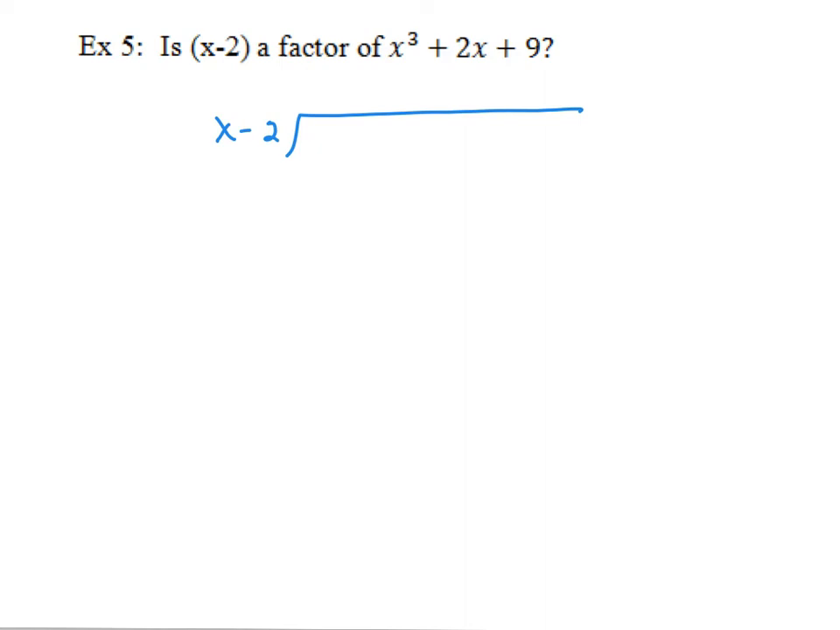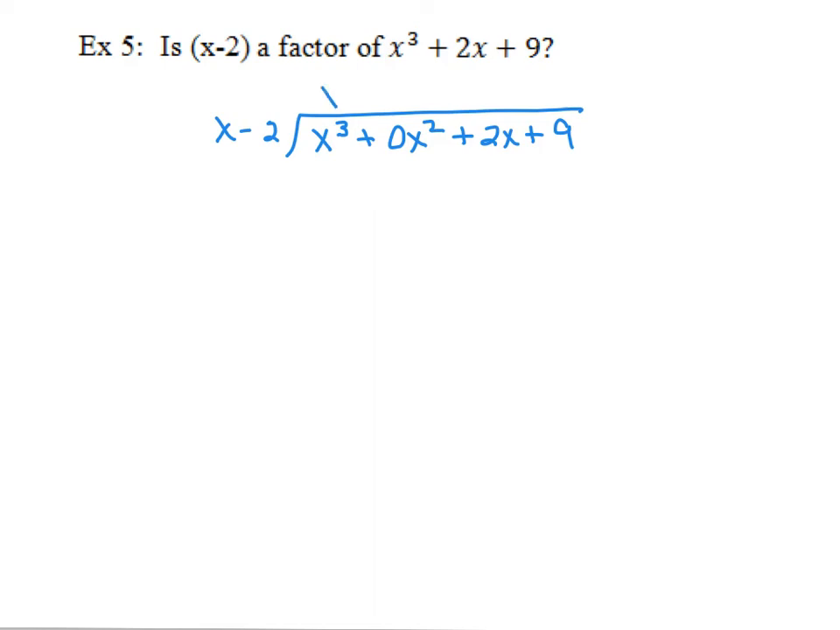When I look at the dividend, I need to be a little observant here. And I notice that this time I'm missing one of my terms. So I'm going to write down x cubed, but I see that I don't have an x squared term. So I'm going to hold a place for it by putting 0x squared underneath the division bar. Keep going with the rest of the terms, so plus 2x plus 9. Now we can proceed with our division.